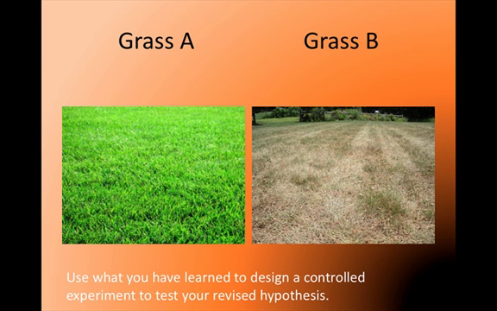So let's go back. Looking at grass A and grass B, I now want you to use what you've learned to design a controlled experiment to test your revised hypothesis. Remember, your revised hypothesis includes independent and dependent variable. Don't forget to use repetition, and don't forget to make sure to use quantitative data. Design your experiment in a very detailed manner so that I can see exactly what you think it should be.